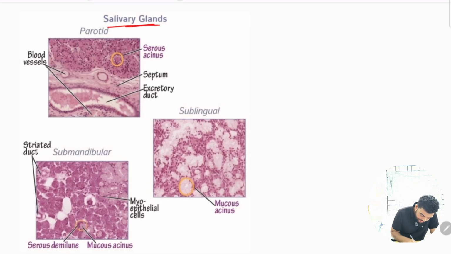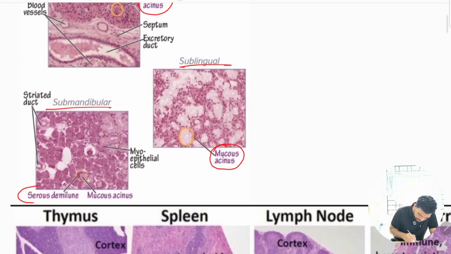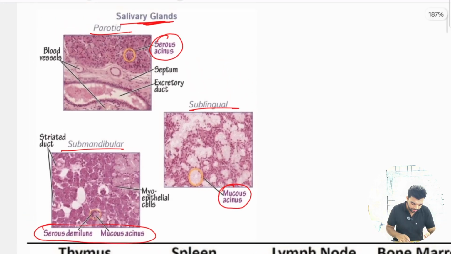So salivary gland, there are three things: parotid gland, sublingual gland, and submandibular gland. In a parotid gland, it is going to be serous acinus. In sublingual, it is going to be mucinous, and the submandibular gland will be combined or mixed. Okay, parotid gland is serous, sublingual gland is mucinous, and submandibular gland is mixed. Okay, 1, 2, and the combined, this submandibular gland is forming.